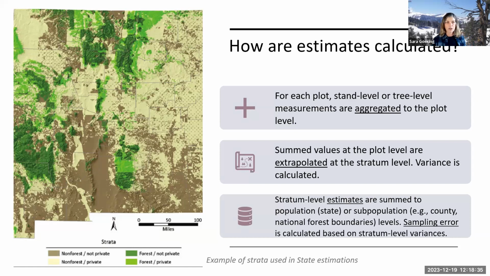So each plot represents roughly 6,000 acres on the ground. So when I say they're extrapolated, we use expansion factors to get an estimate of, okay, how many acres does that one plot represent? Then the third step is actually summing all those stratum level estimates of the different attributes and also calculating the sampling error based on the variance.